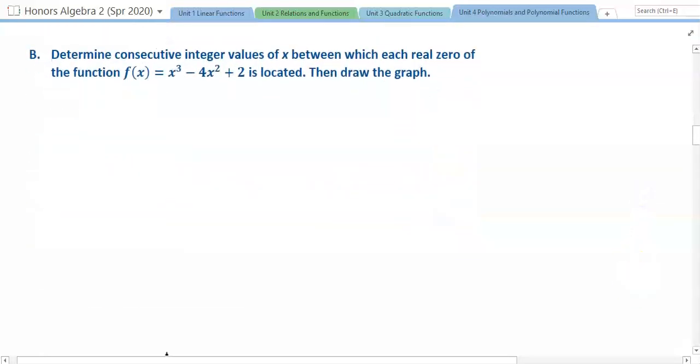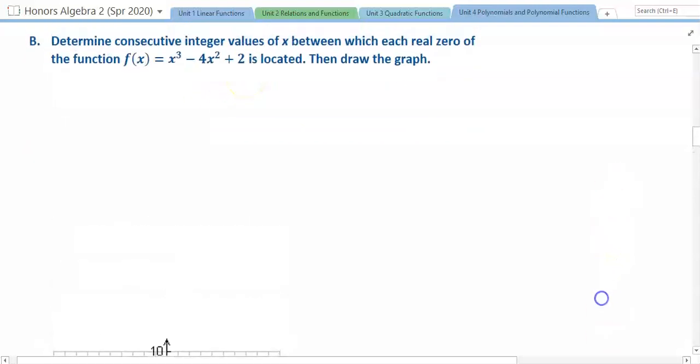And so here's a problem I'd like you to try. Pause the video here with this one. Determine the consecutive integers between which each real zero of the function f(x) equals x cubed minus 4x squared plus 2 is located, and then draw the graph. And so you'll see there's a graph below there for you to do this with. So pause the video and try this problem.